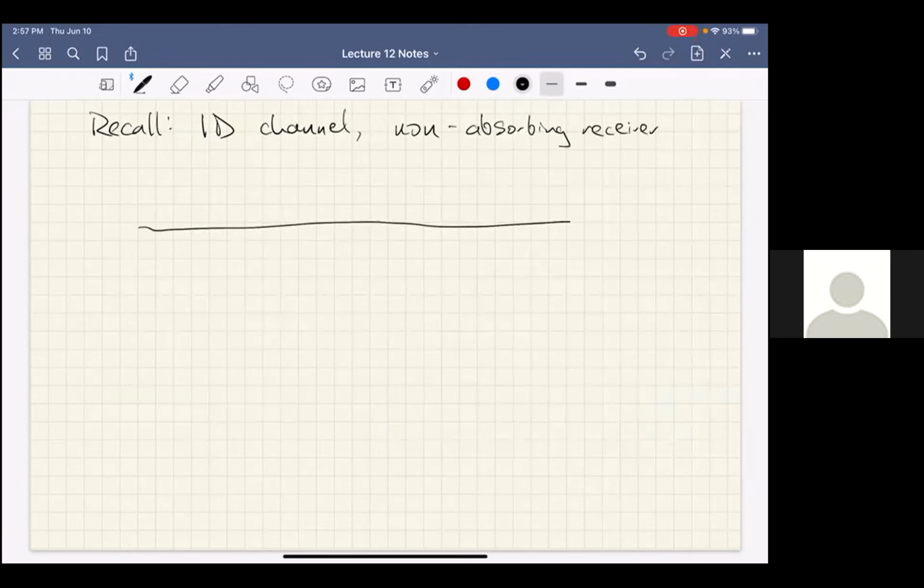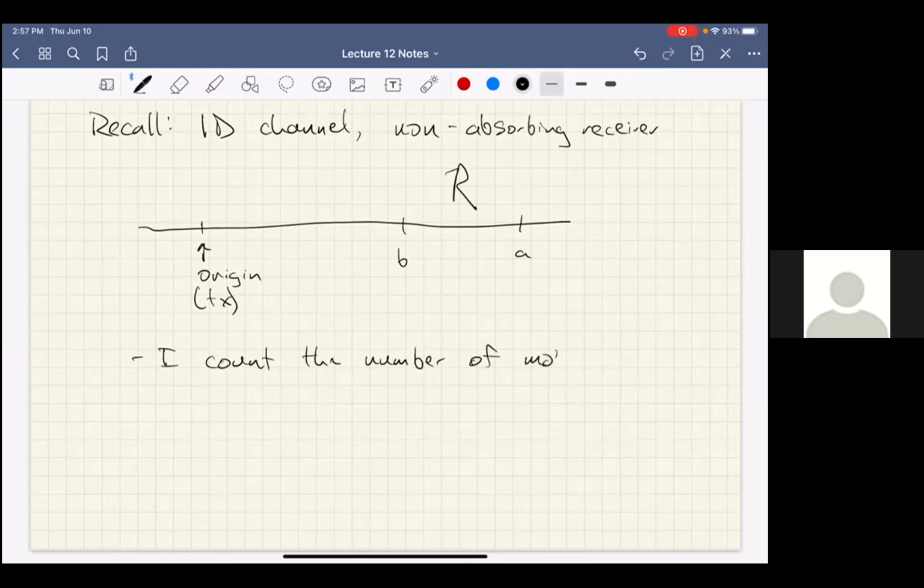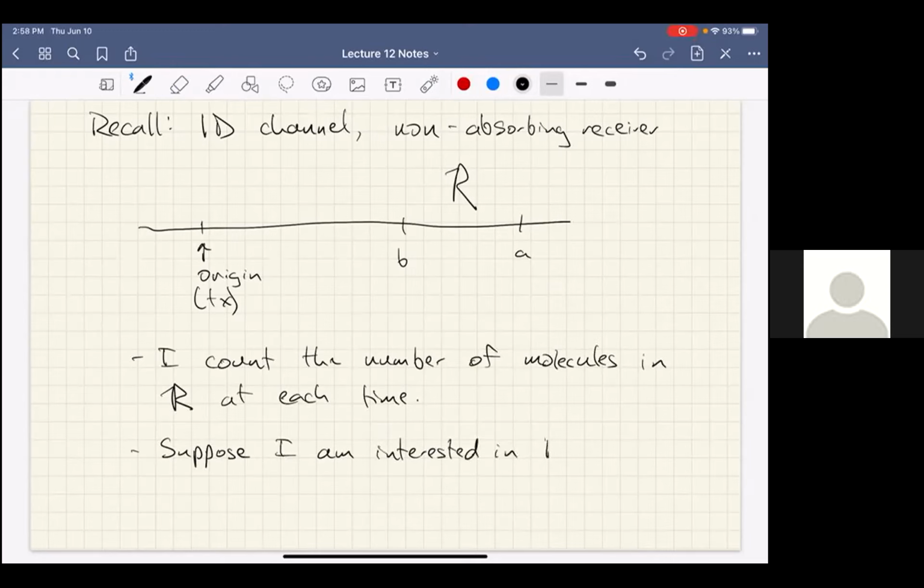And what we have is we release molecules at the origin. This is the transmitter. And my receiver is from A to B. And basically what I'm doing is I am counting the number of molecules in R at each time. I'm going to call that Y of t. Suppose I'm interested in the expected value of Y of t.